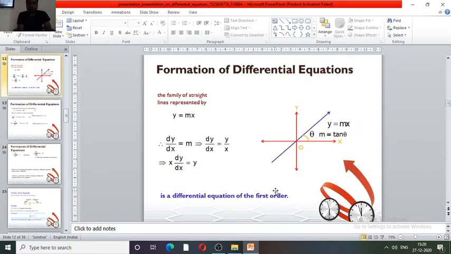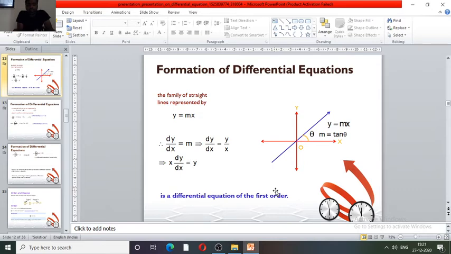In case of formation of differential equation, suppose we are given some equation, such as a parabolic equation, elliptical equation, or straight line equation. Our main task is to find the differential equation which is satisfied by the given equation.